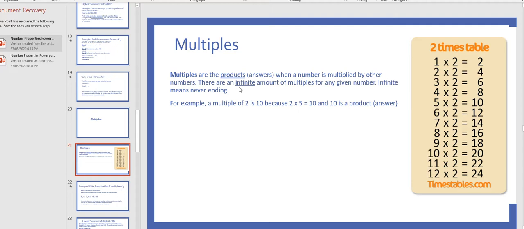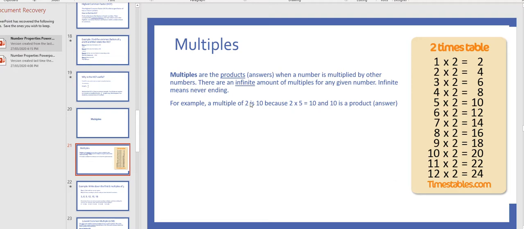Now, when it comes to multiples, there are an infinite amount of multiples. Infinite means never ending, so just keep that in mind as well. Now, let's look at an example. The example here says a multiple of 2 is 10 because if I go 2 times 5, I get a product, an answer of 10.